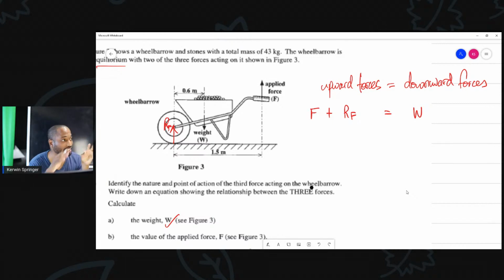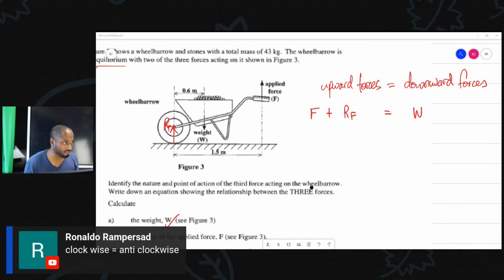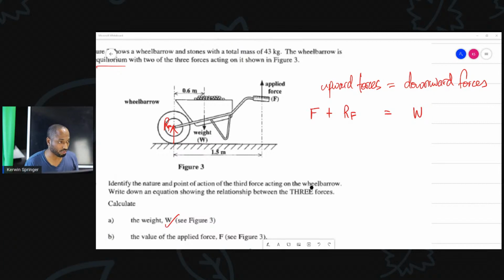equation. What are the two things that you expect to happen in a system for equilibrium? If a system is in equilibrium, the upward forces equal the downward forces, or the sum of all the forces is equal to 0. Ronaldo is correct here. Clockwise moments is equal to anti-clockwise moments. So you need to state that.